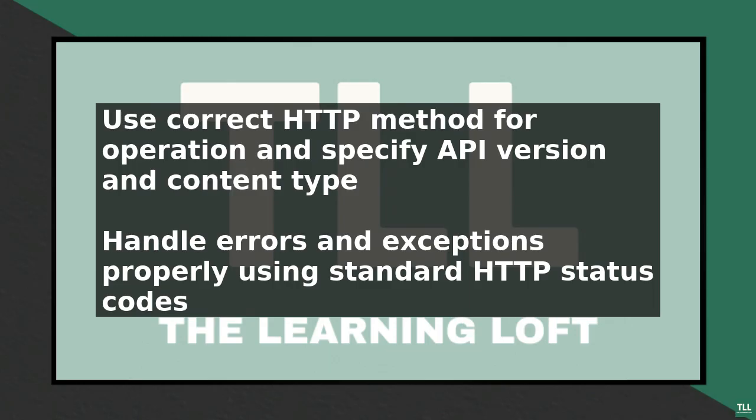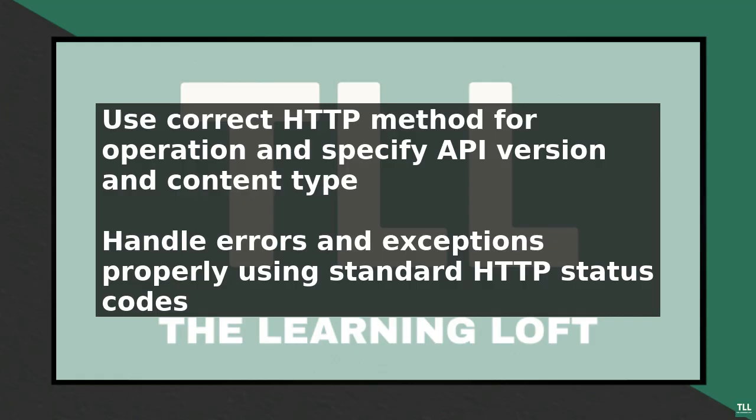are performing. For example, use GET to retrieve data, POST to create new data, PUT to update existing data, and DELETE to delete data. You should also specify the correct API version and content type in the headers of your request. It is also important to handle errors and exceptions properly.